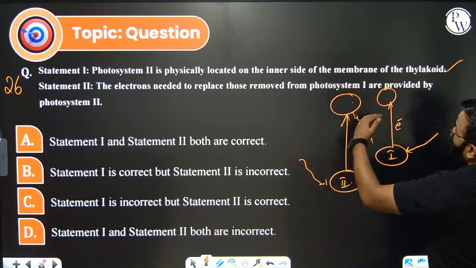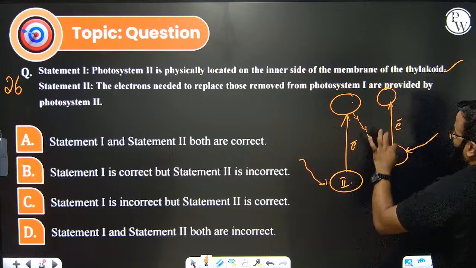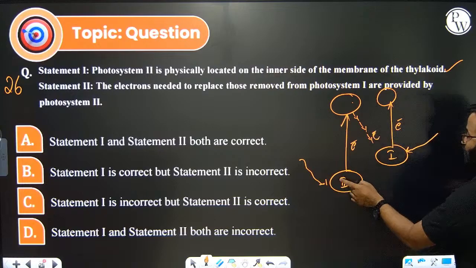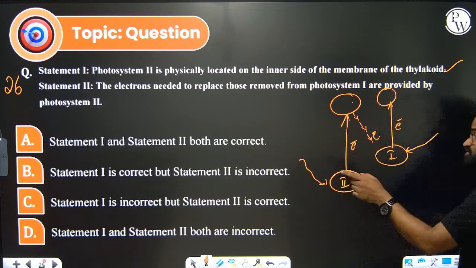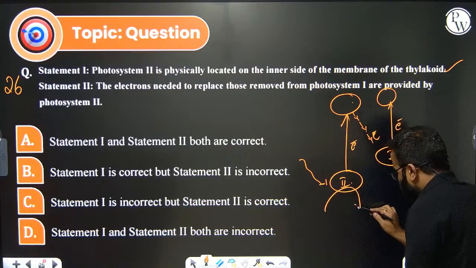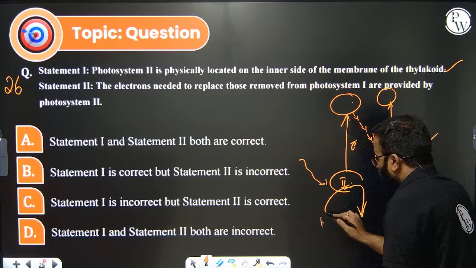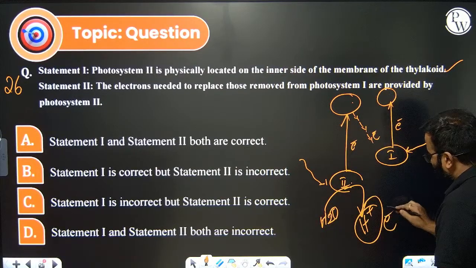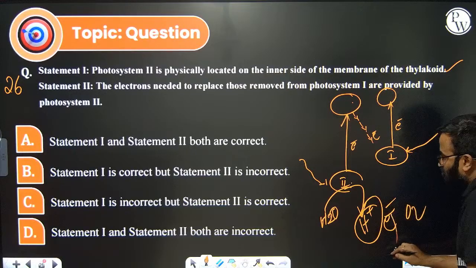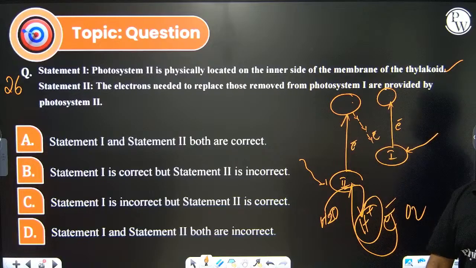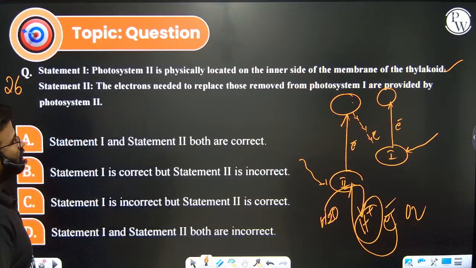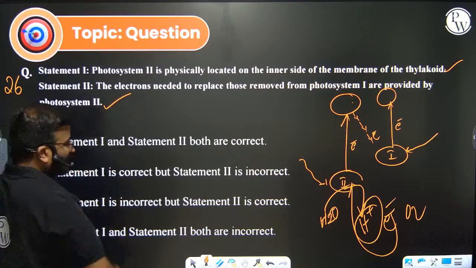Both lose electrons, but both have to come back to the ground state. Photosystem 1 comes back to the ground state from the electrons it receives from photosystem 2. How would photosystem 2 come back to the ground state? Thanks to photolysis, which releases protons, electrons and oxygen. These electrons are utilized to bring photosystem 2 back to the ground state. So the first and the second statements are both right. The answer would be A.